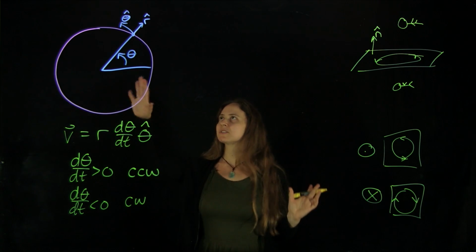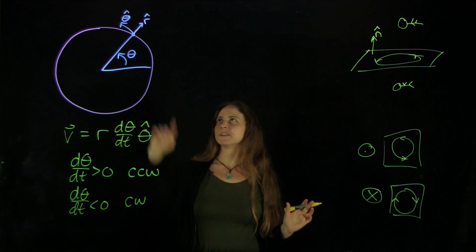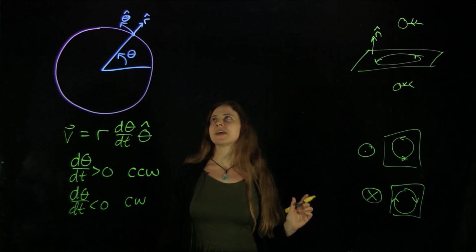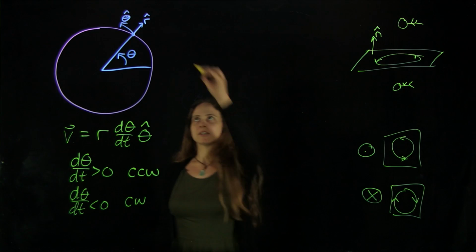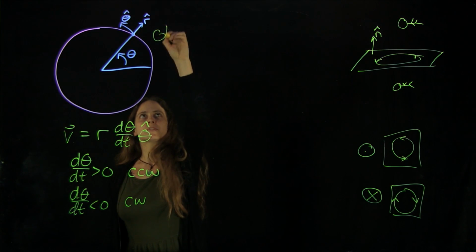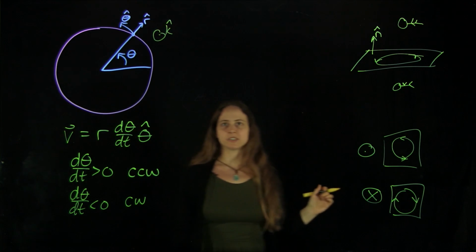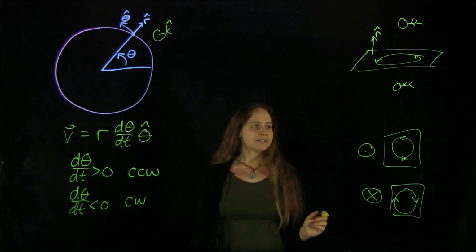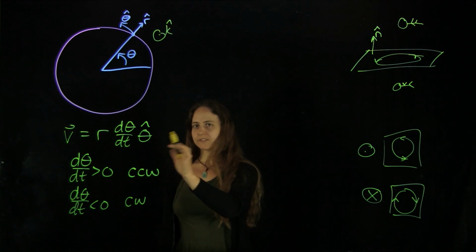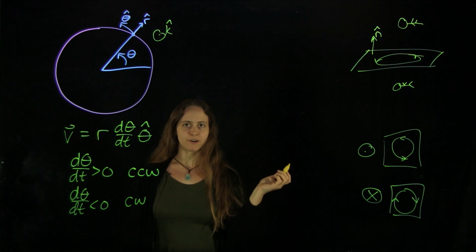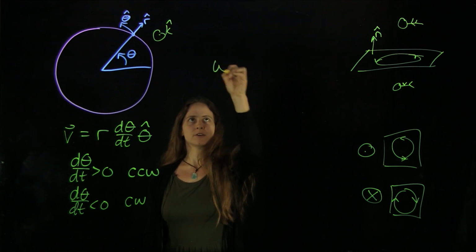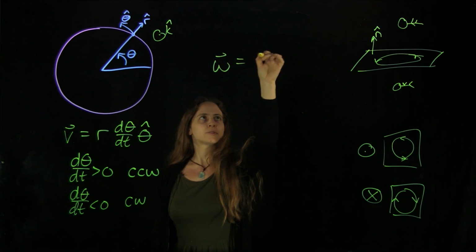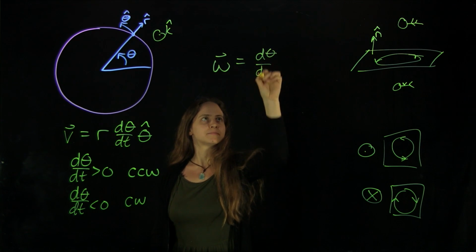And so now let's look back at our coordinate system that we've defined. We have an r hat direction and a theta hat direction. And in this coordinate system, there's a third direction that's defined, which is the k hat direction, which you can see is out of the board. And so now I'm going to define what we actually call the angular velocity as omega. And I'm going to write that as d theta dt.